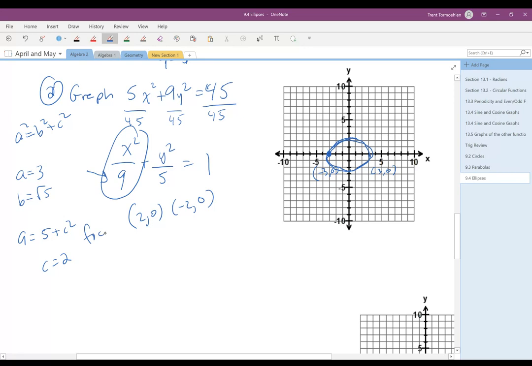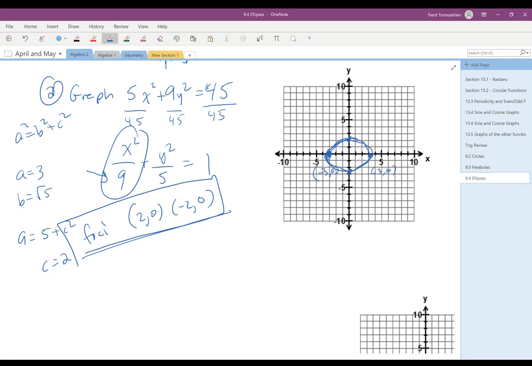Are your foci. So when you graph this, you basically need to identify 6 points. Endpoints of the major axis, which in this case are negative 3, 0, and 3, 0. Endpoints of the minor axis, which are 0, square root of 5, and 0, negative square root of 5. And then the foci, which in this case are negative 2, 0, and 2, 0.